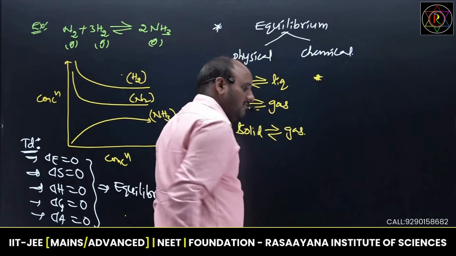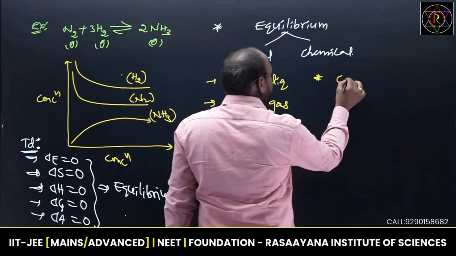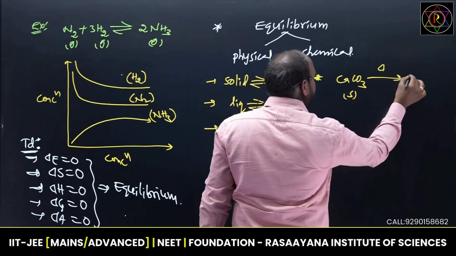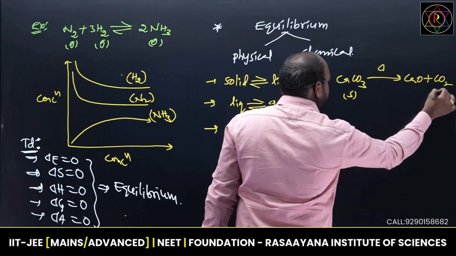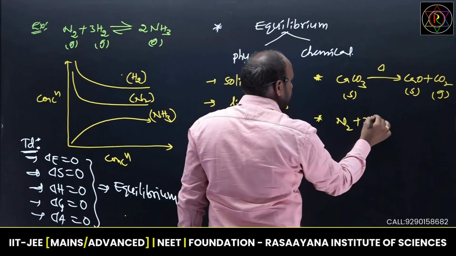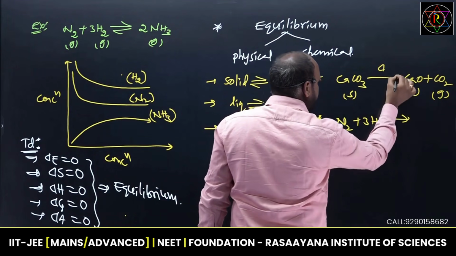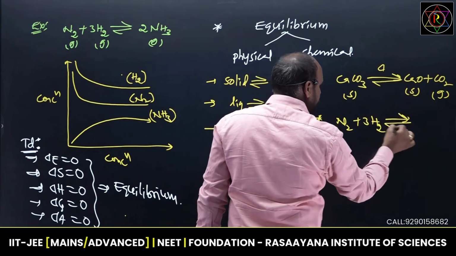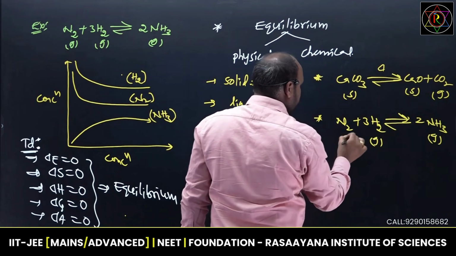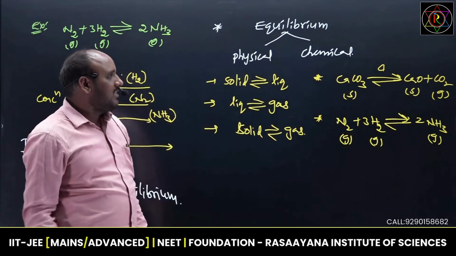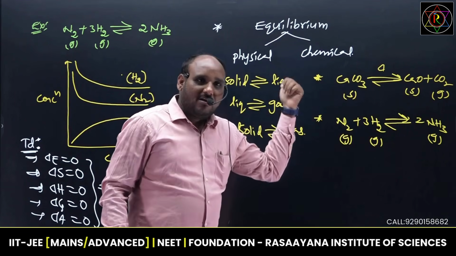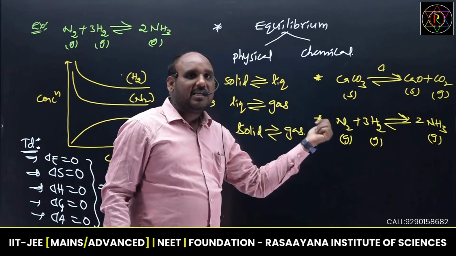Any chemical reaction will be there, right? For example, CaCO3 dissociation upon heating. The solid substance is converted to CaO plus carbon dioxide. This is the gas and this is the solid. One more reaction is N2 plus 3H2, which is in equilibrium with 2NH3. This is gas and gas. So these are the physical states, right? The physical states should be mentioned in brackets, which we have to discuss in the law of mass action and the law of chemical equilibrium, right?